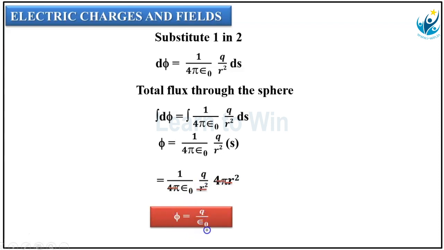What does this equation state? The total flux enclosed in a surface is equal to 1 by epsilon naught times the net charge enclosed by the surface. This is the Gauss theorem. Hence, Gauss theorem is proved.